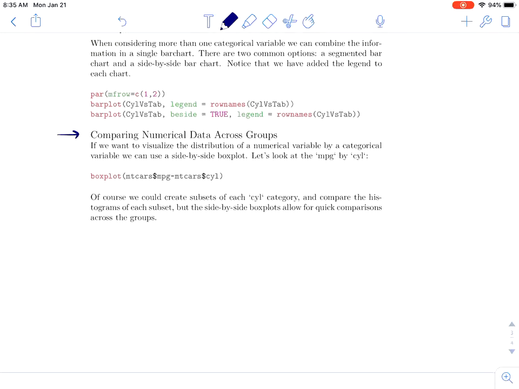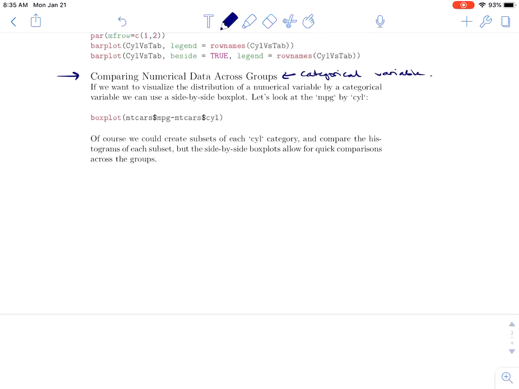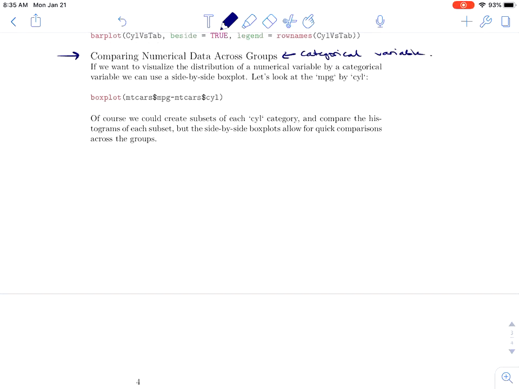And so here we've got a numerical variable, and if we're talking groups, we're talking a categorical variable. So we'll talk more about it later in the course, but for now we just want to look at it. How do we look at something like this? And so we're going to make side-by-side box plots.